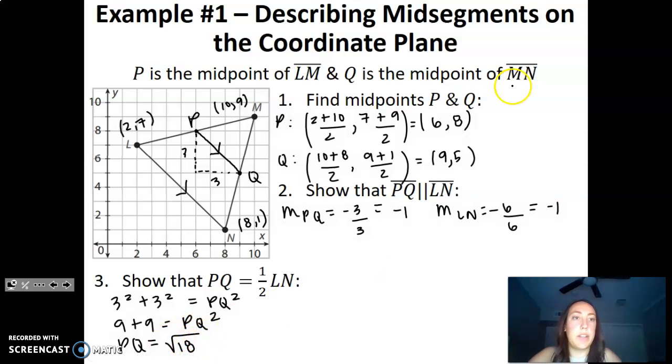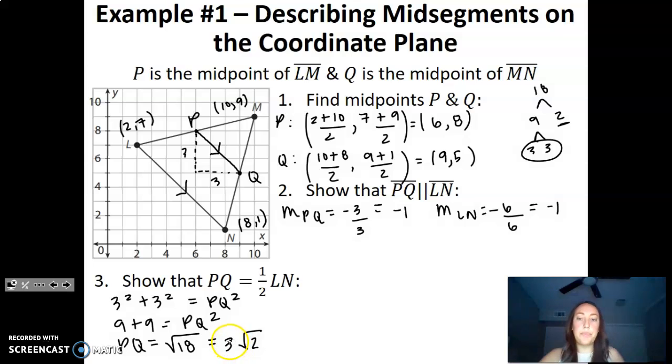Let's simplify the square root of 18. 18 breaks down into 9 and 2, and 9 breaks down into 3 and 3. We have a pair of 3's, so that means we can bring a 3 outside, and then we have a 2 with no pair, so that stays inside. So root 18 is the same as 3 root 2.